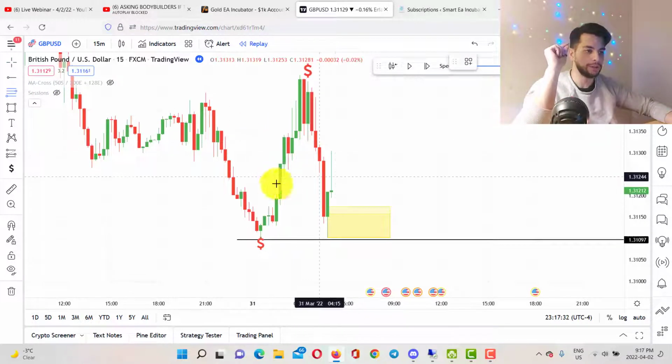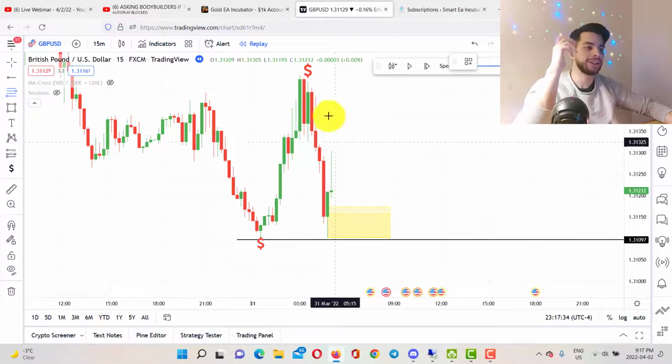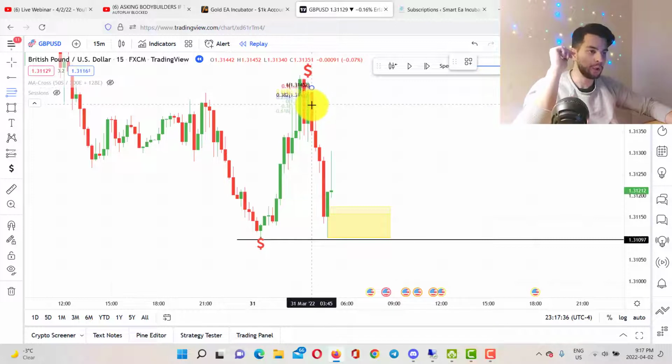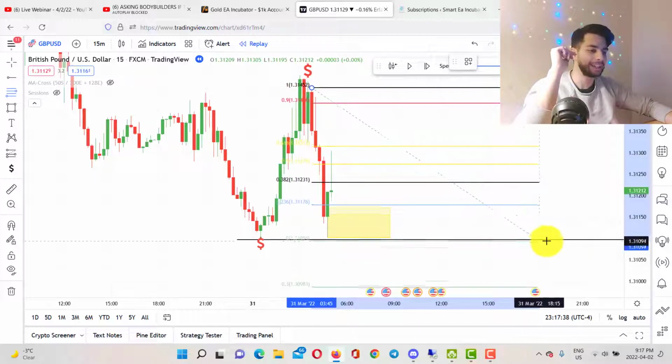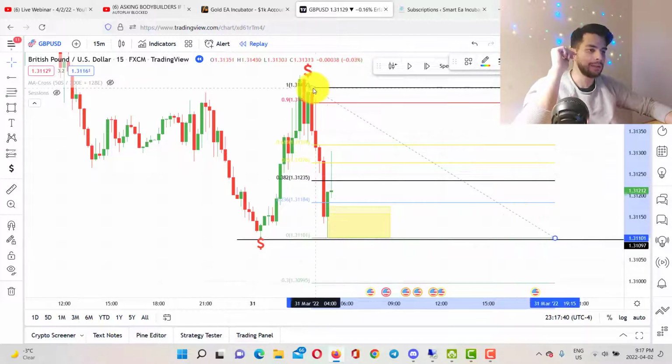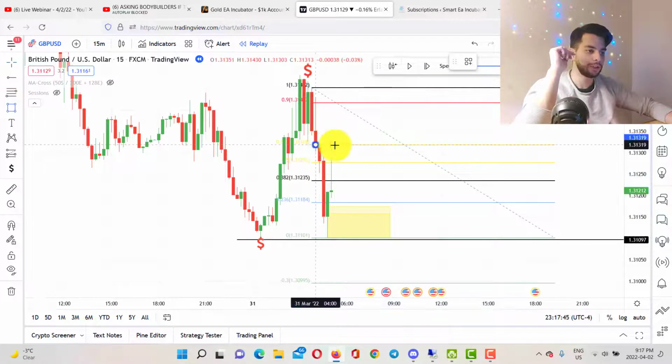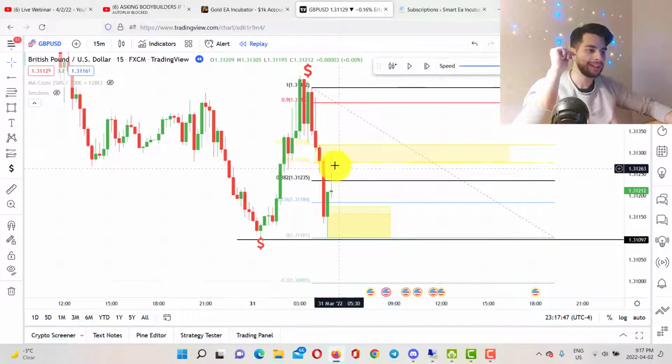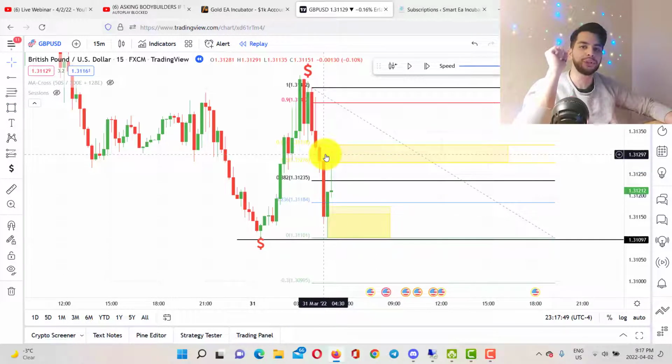Because we have these breakout structures, it's very red, and the drop started from here and it ended here. See, this is where I started, and this is 0. So the golden zone is going to be here. And this is exactly where this candle got rejected.